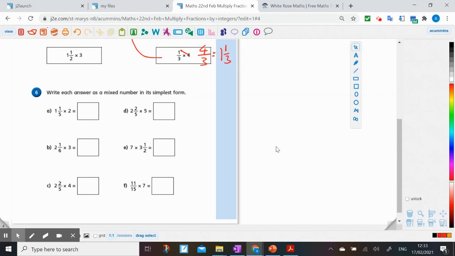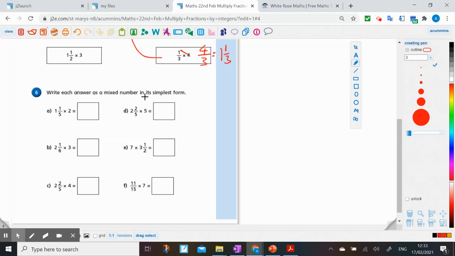Question 6 is very much just straightforward arithmetic. So use either of the methods that you've been shown. So, for example, with A, you could either do 1 times 2, and then a fifth times 2, and then add them together. Or you could convert 1 and a fifth into a mixed number first, and then times it by 2, and then convert back to a mixed number.